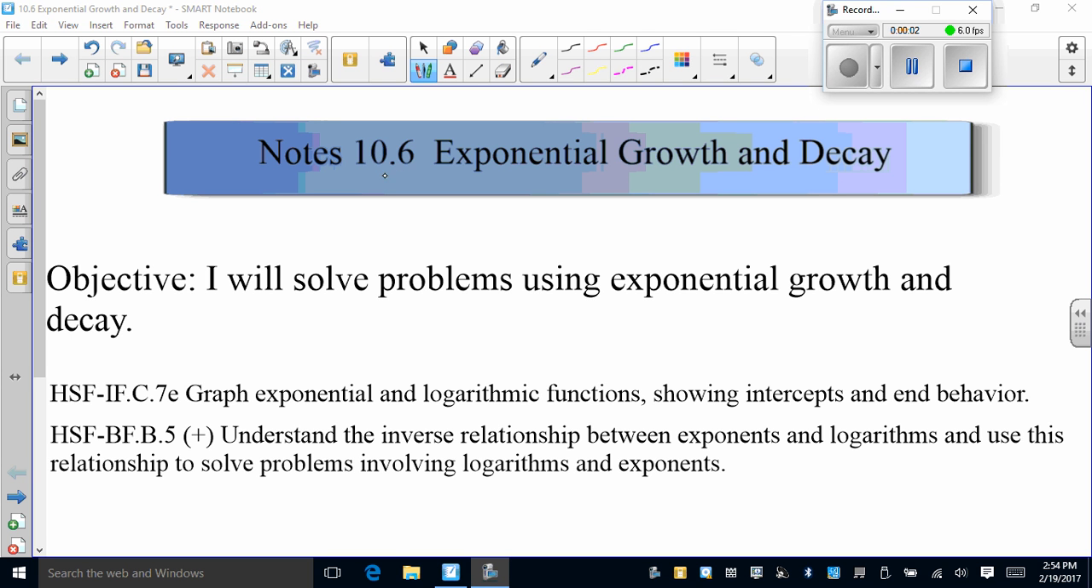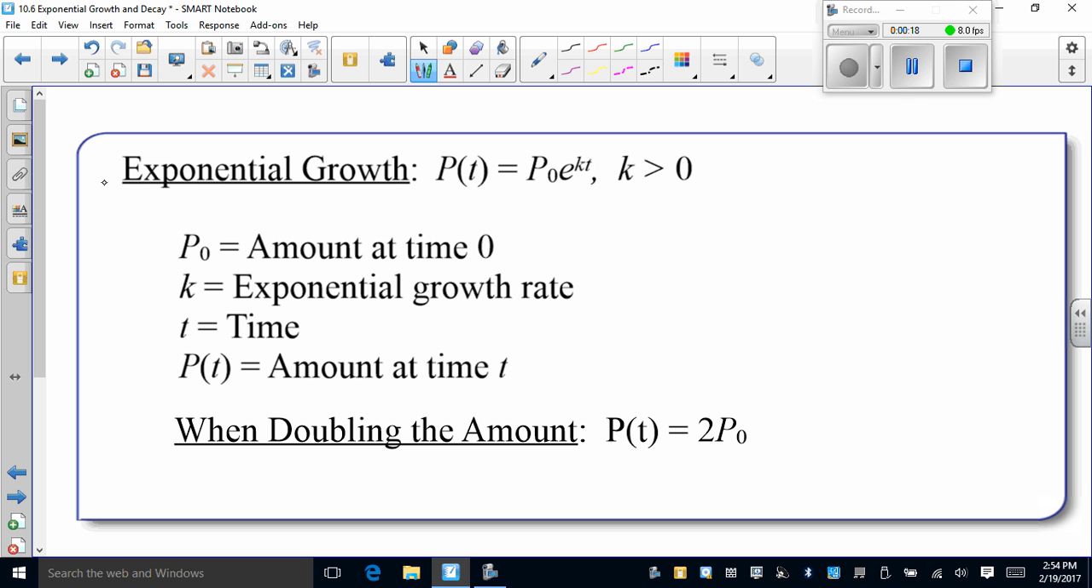Exponential growth and decay. Most of you have taken so many science classes, you've probably already dealt with exponential growth and decay. So those are the type of problems that we're working on. Exponential growth: P of t equals P sub naught, which is your amount at time 0, times e to the kt power, where k is greater than 0. If k was less than 0, it would be a decay. K is the exponential growth rate, t is time, P of t is the amount at time t.